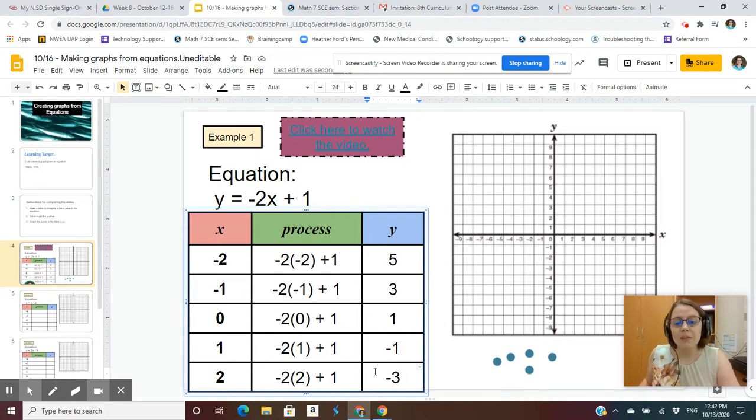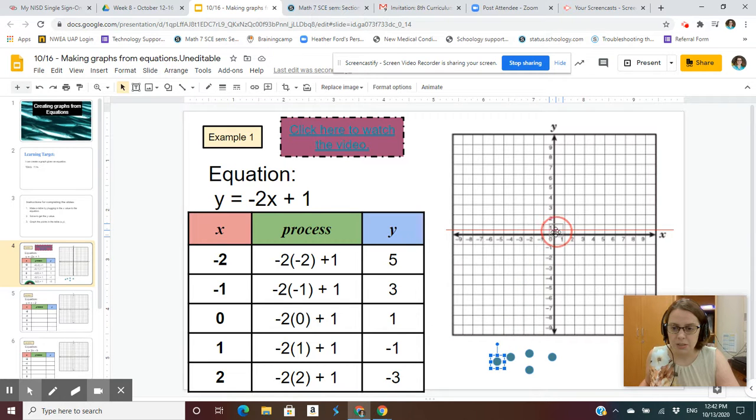So now it's time for us to graph it. This is our x value over here at negative 2 and our y value over here at 5. I'm going to take one of these blue dots down here and graph it. I'm going to start here in the center at 0, and x is negative 2 to the left, and I want to go up 5 points to get my ordered pair, negative 2, 5. You can always check to make sure: 1, 2, 3, 4, 5. There you go.